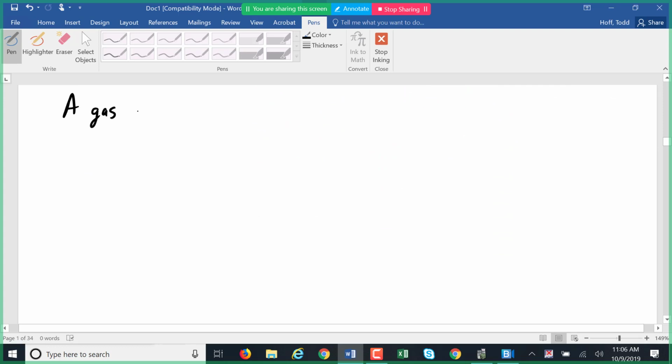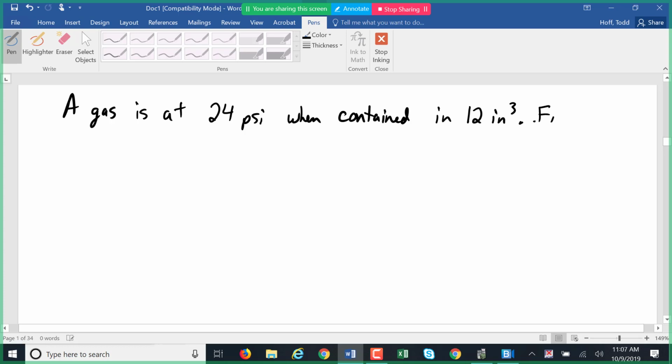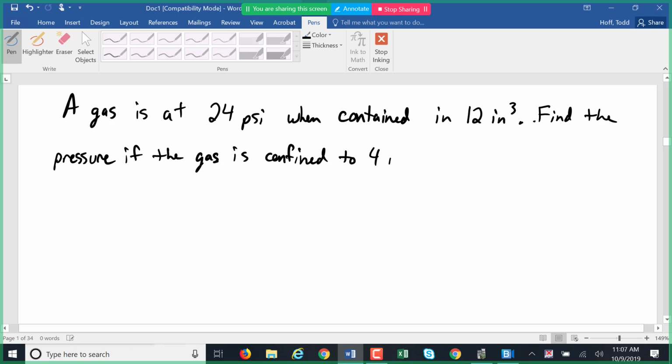A gas is at 24 psi when contained in 12 cubic inches. Find the pressure if the gas is confined to 4 cubic inches.